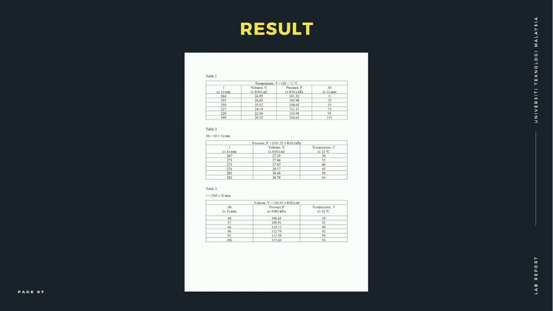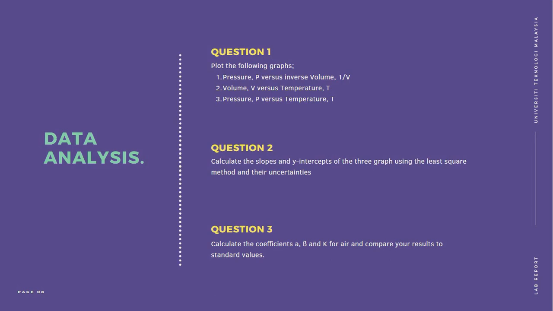Hi, my name is Faznul Muhammad Faris and I'll be presenting the data analysis part. From the results that we get, we have to plot the graph of the pressure versus inverse volume, volume versus temperature, and pressure versus temperature. And then we have to calculate the slopes and the y-intercept of the graphs. And then from the data obtained, we can calculate the coefficients alpha, beta and the constant K.